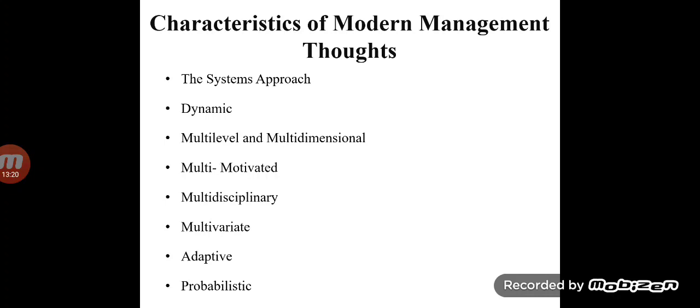So here nothing can be absolutely predicted. Of course, care is taken to see that intelligent forecasting and planning can reduce the degree of uncertainty to a considerable extent. Okay, so these are the characteristics of modern management.